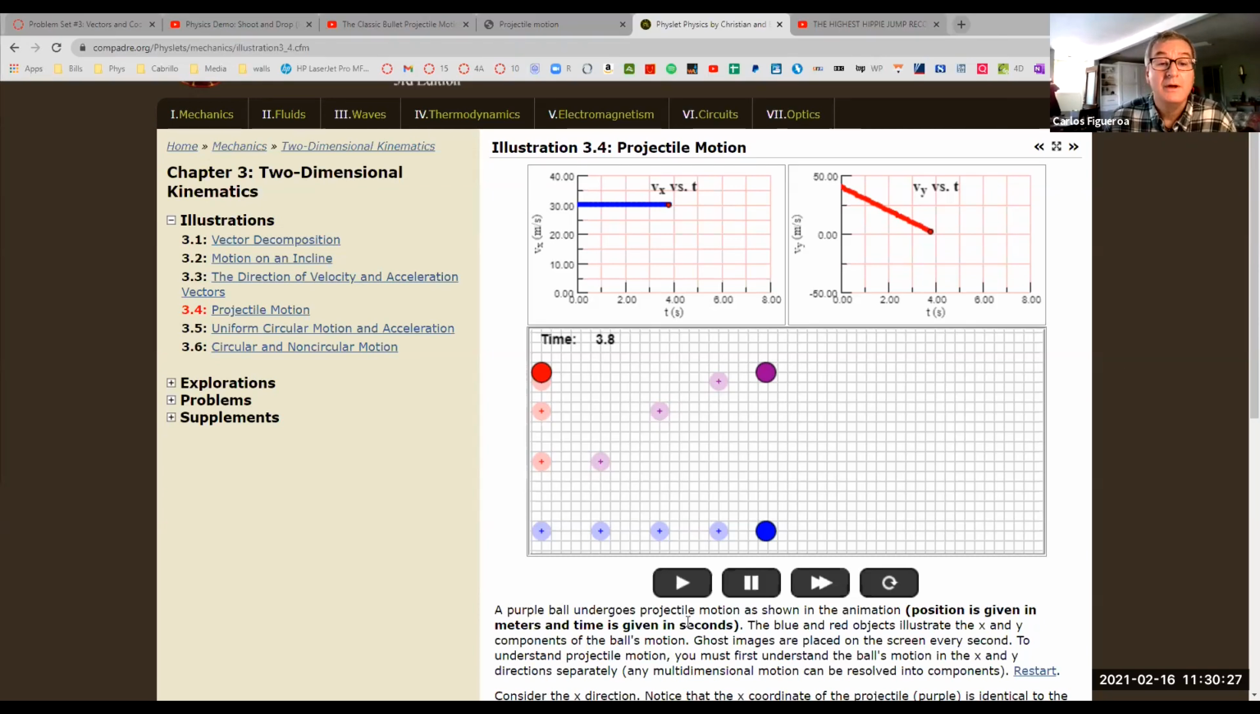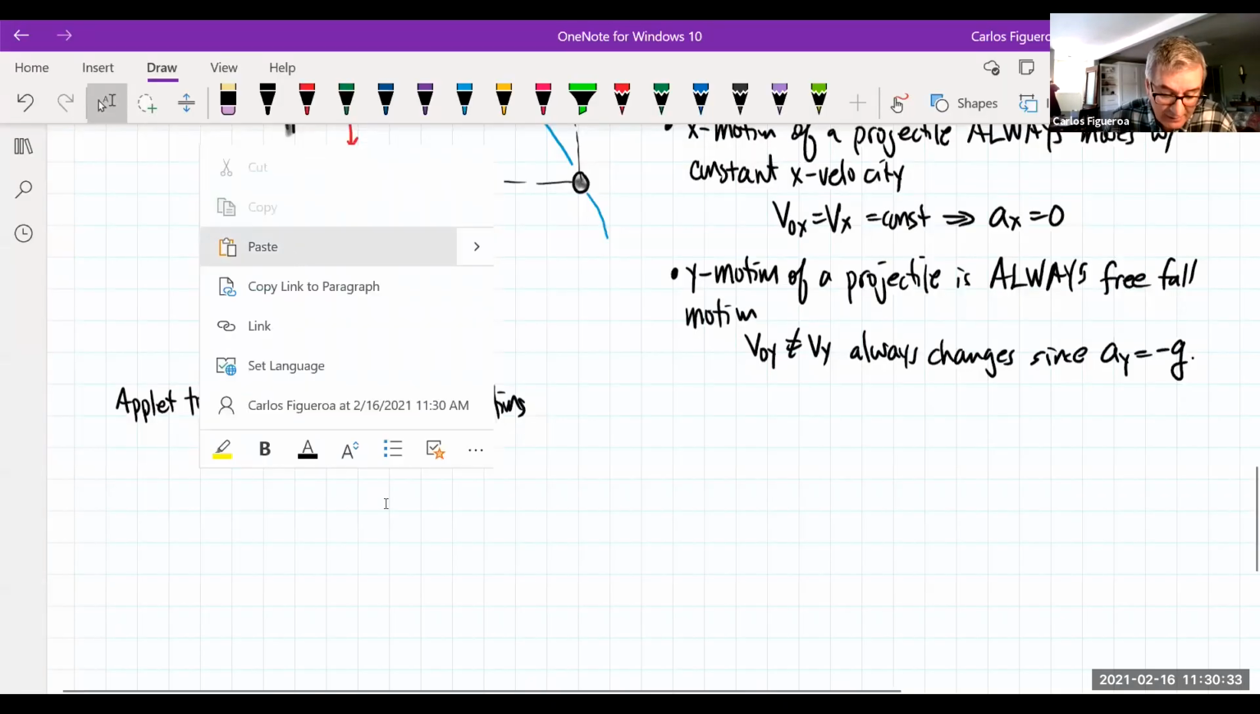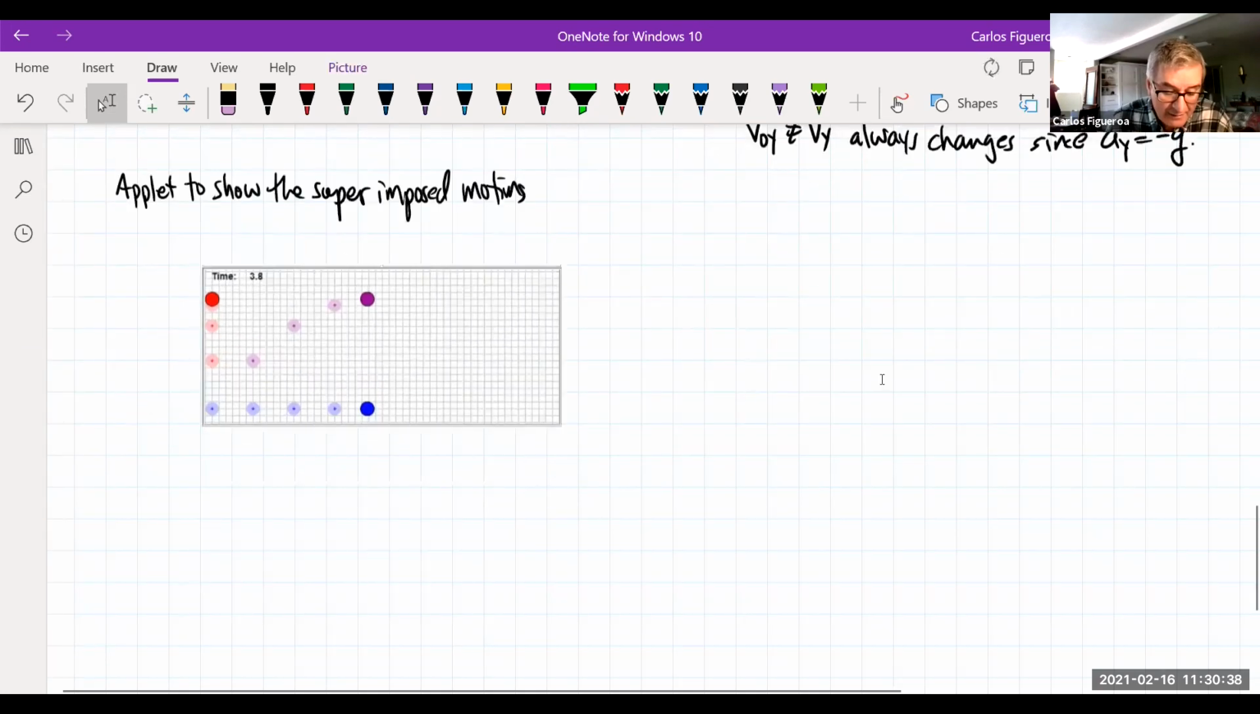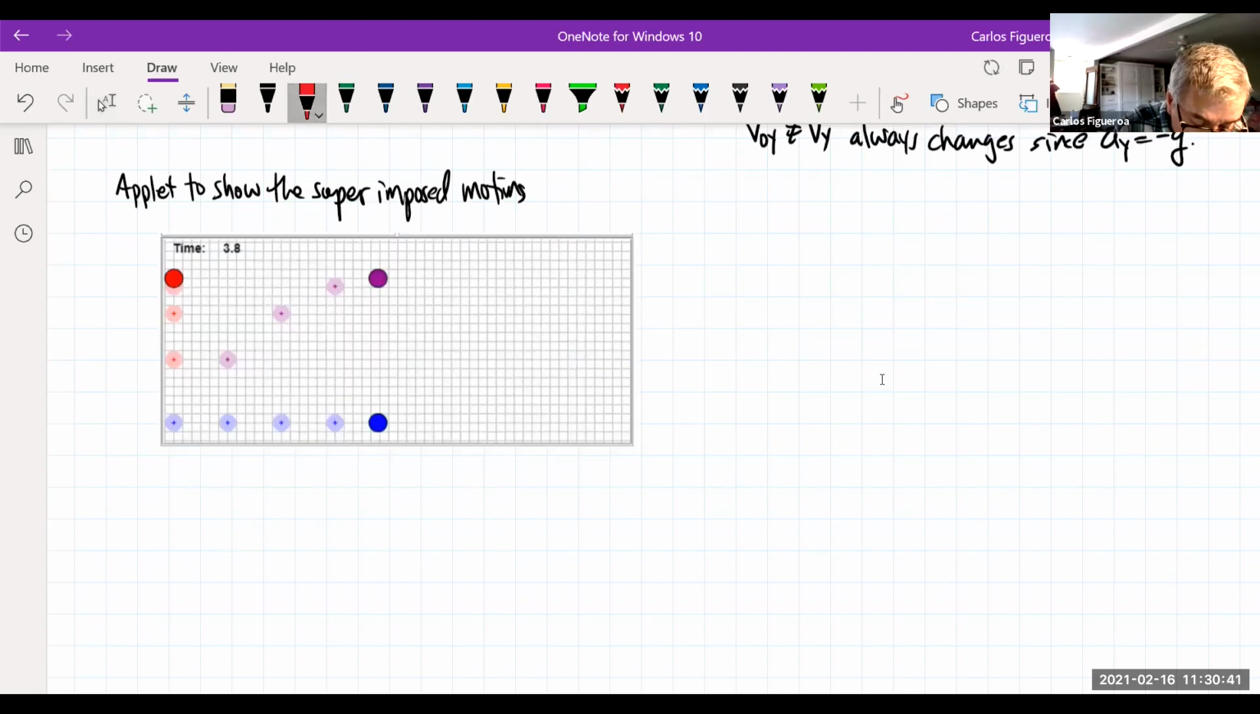And I want to bring this into our discussion. Let me go back to my OneNote, and if I paste this in here, what you're seeing is, again, this superimposed motion. If you're looking at this one, I come here, and then this one goes right there. You can see how I constantly am doing this with this superposition. That's what I mean by superposition.